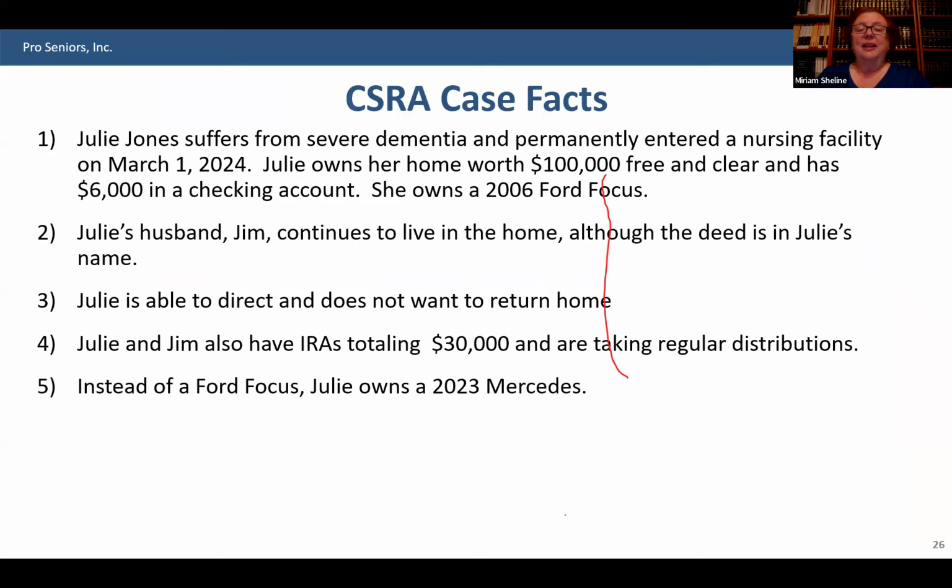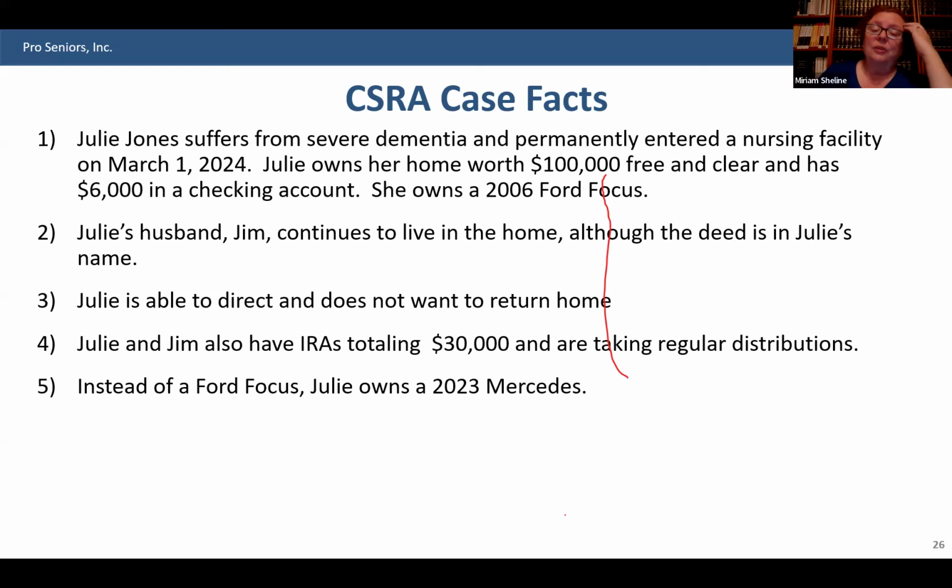Let's start right here. We have a car worth $100,000. We have the $6,000 in a checking account. We have a Ford Focus. We have the home that Jim is living in. It's titled in Julie's name. That doesn't matter between the two of them. She's able to direct and she does not want to return home. That doesn't matter because Jim is living in it. Therefore, the home continues to be exempt.